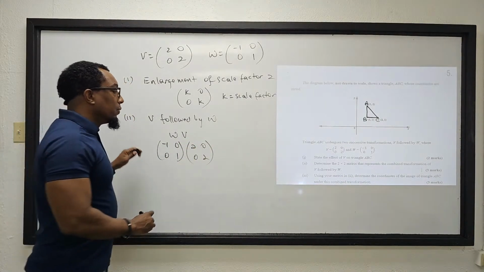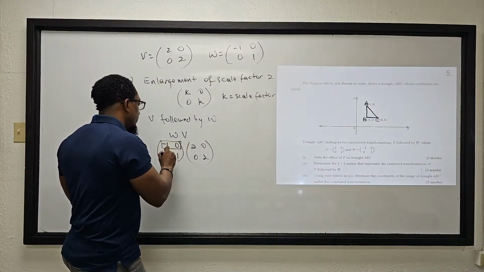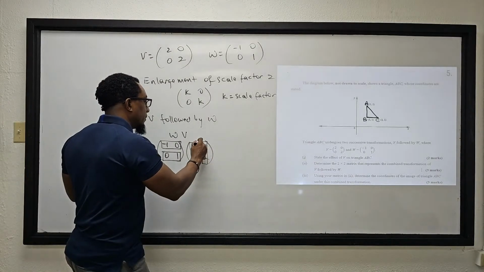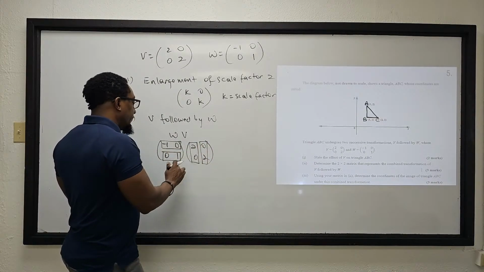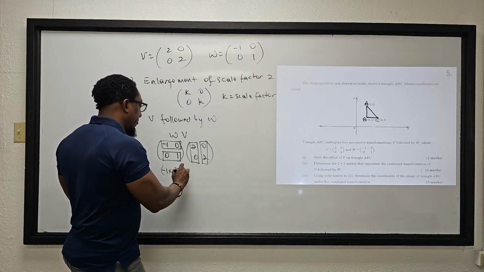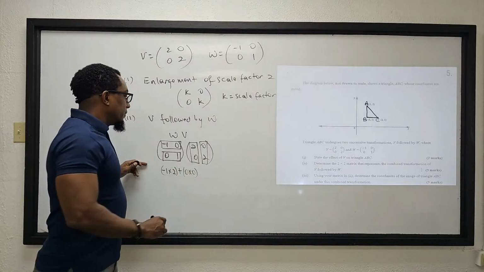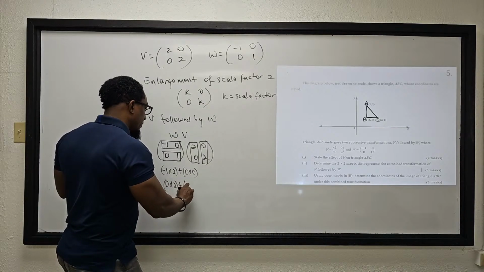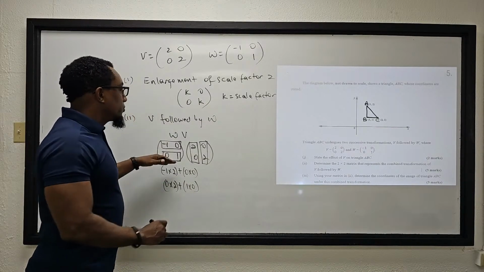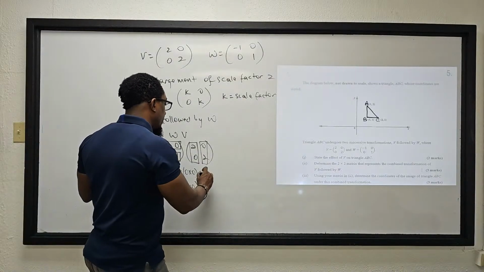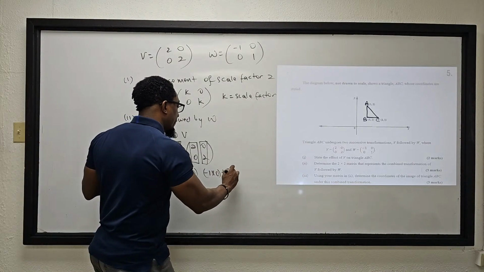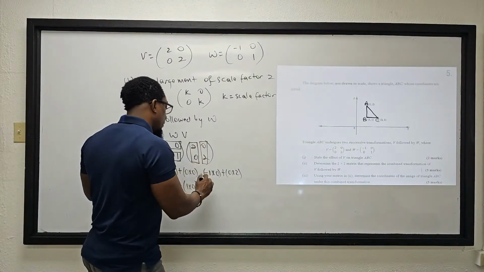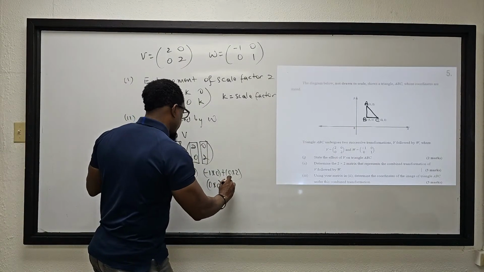And let's multiply. Rows of the first by columns of the second. This is first row, first column, negative 1 by 2 plus 0 by 0. Second row by my first column, 0 by 2 plus 1 by 0. Then my first row by my second column, negative 1 by 0 plus 0 by 2. Then my second row by my second column, 0 by 0 plus 1 by 2.